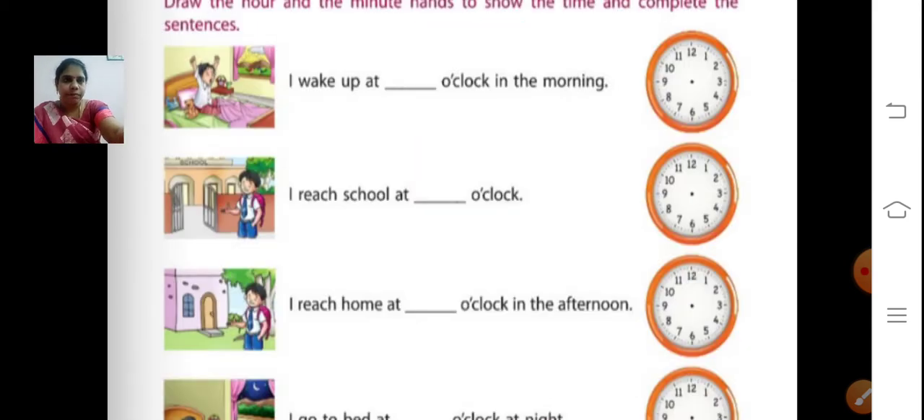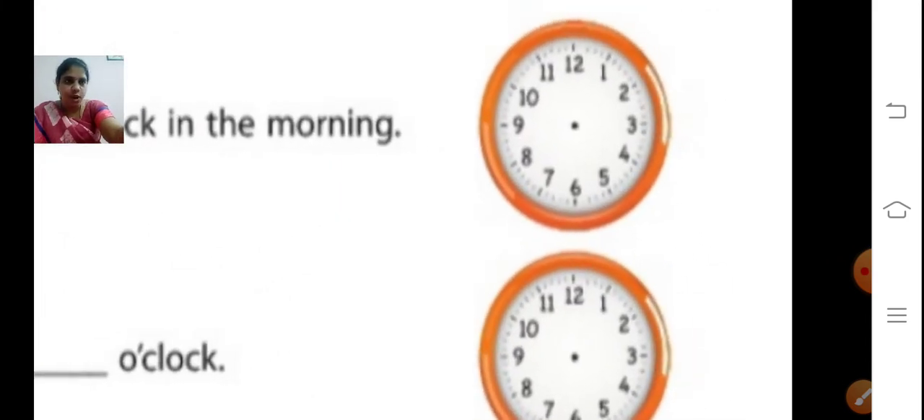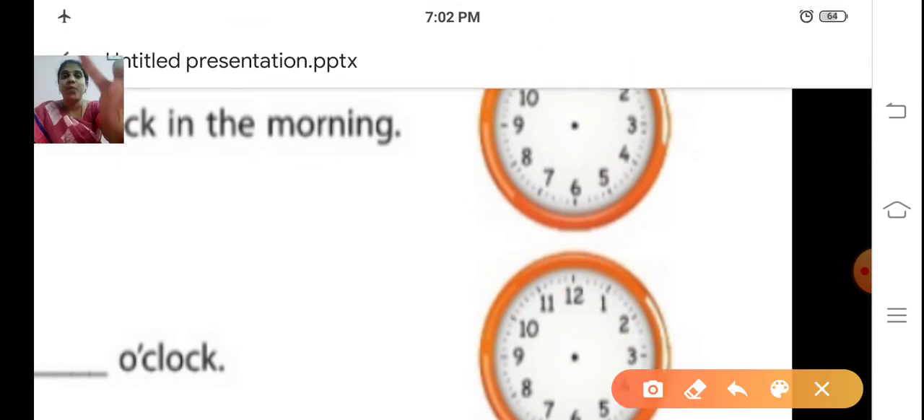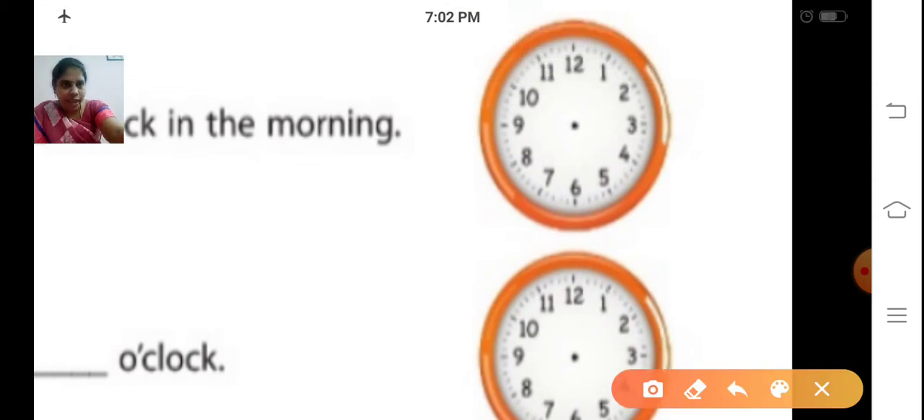Just see the clock. Each marking is for 1 minute. After 12, one small line is there, right? That represents 1 minute. After that, 2 minutes, 3 minutes, 4 minutes. When it crosses 1, that means 5 minutes. If the bigger hand, the longer hand, is like this, what is the meaning? 5 minutes.